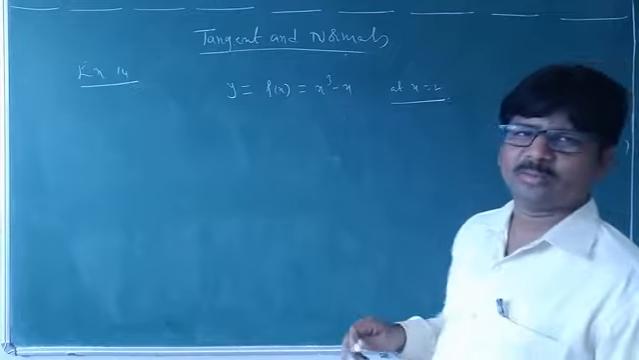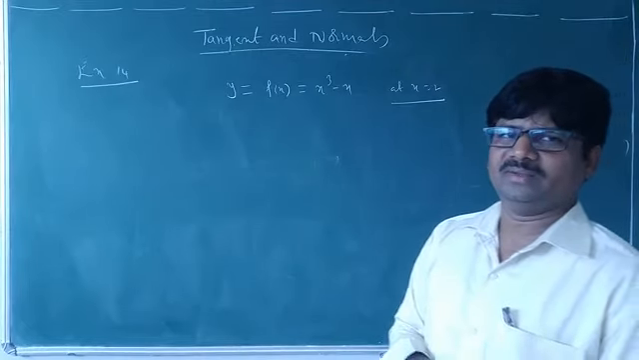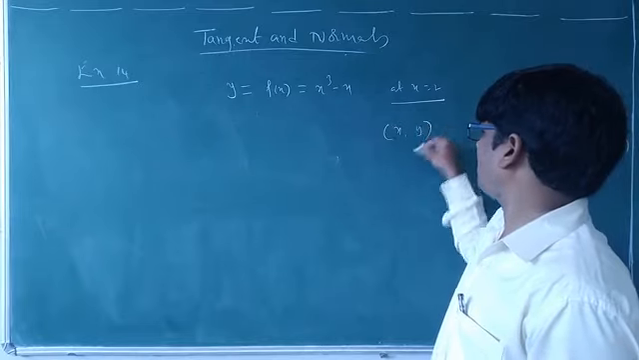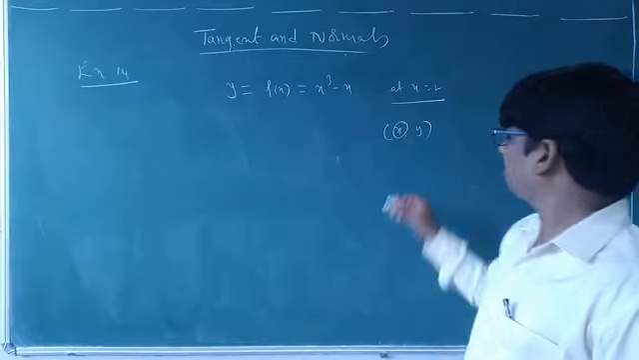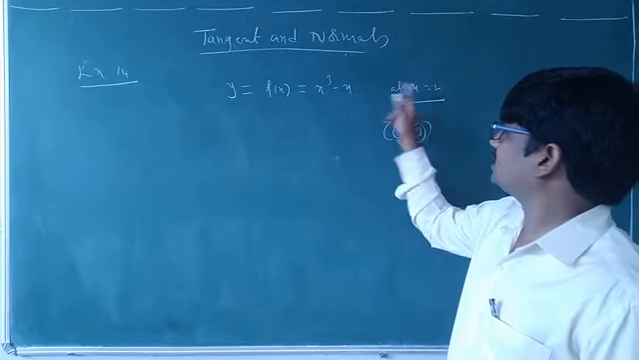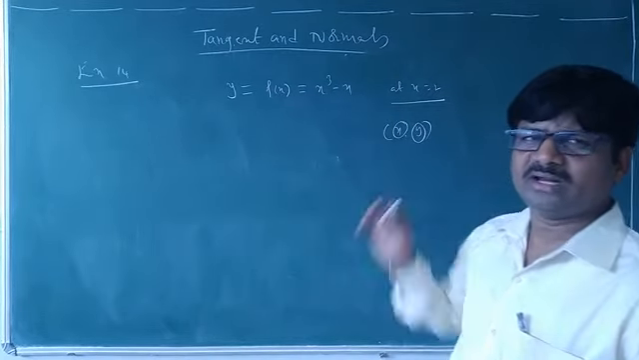So at x equal to 2, the x value is given. The abscissa is given; this is the ordinate. If you substitute the x value here, you will get the y value also. But here the y value is not needed.